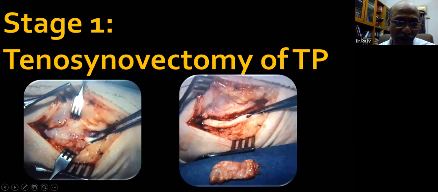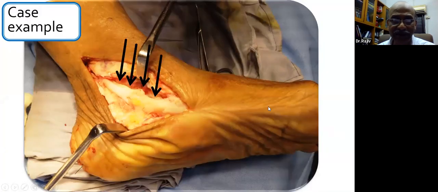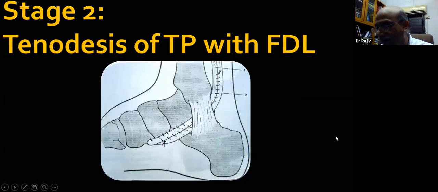Sometimes in stage 1, where the patient has got gout or rheumatoid arthritis, and if the patient is not responding to conservative management, this tenosynovitis of tibialis posterior can be excised with a tenosynovectomy procedure. Look at this case example where a florid tenosynovitis of tibialis posterior was debrided and tenosynovectomy was done.